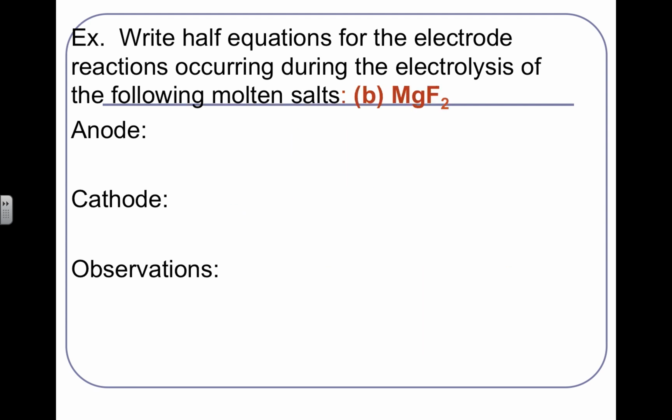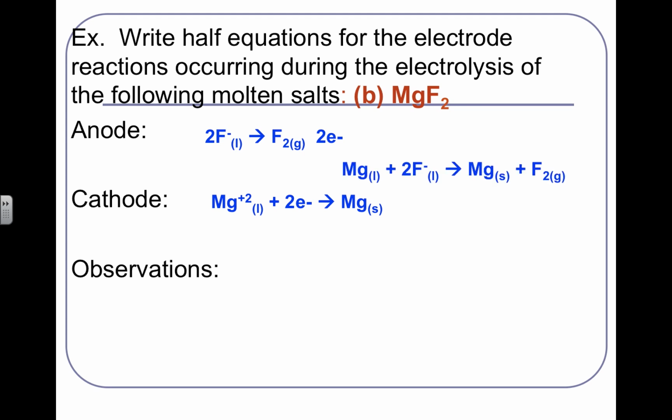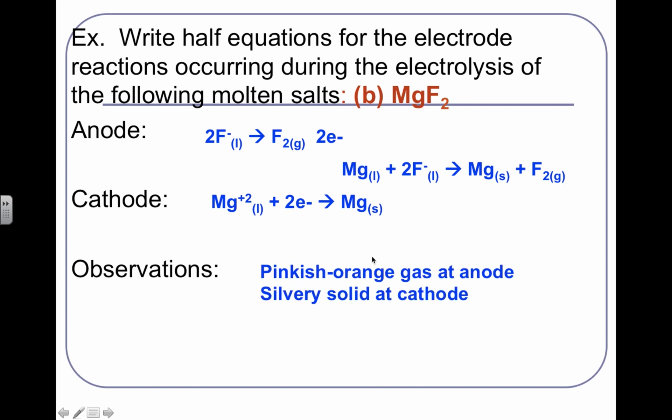Okay, same song, second verse. Magnesium fluoride. Again, our anions are attracted to our anode, and they are oxidized there, so fluorine forms. At our cathode, we would have magnesium form. So our net reaction, and that should have charges. This should be Mg plus 2, by the way. And then observations. Fluorine is a pinkish orange gas, and magnesium's a kind of silvery solid. You've seen that before, like magnesium ribbon.